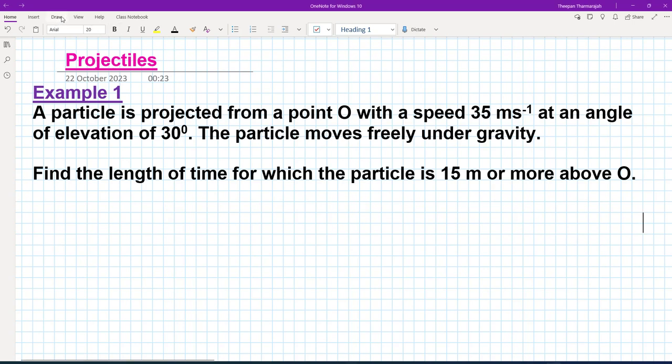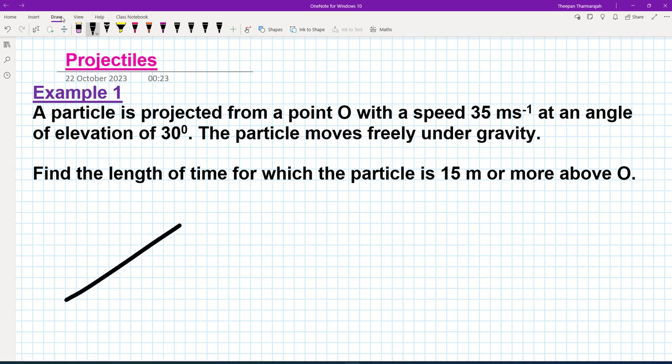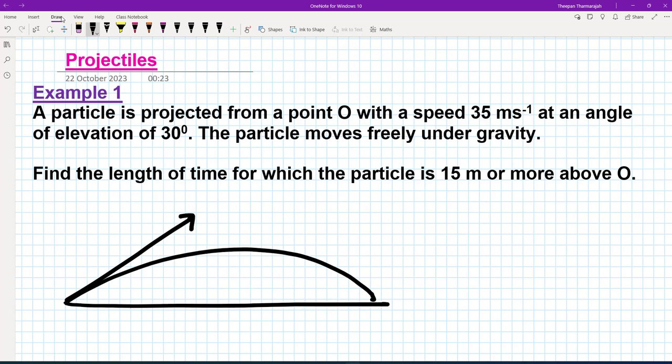So, as what we always do in mechanics is we draw a diagram. So let's draw the point where it's projected from. Here's the speed, the particle is being projected like this. We've got our speed as the velocity. And don't forget, speed is the magnitude of velocity. So that's 30 degrees here. This is 35 meters per second.